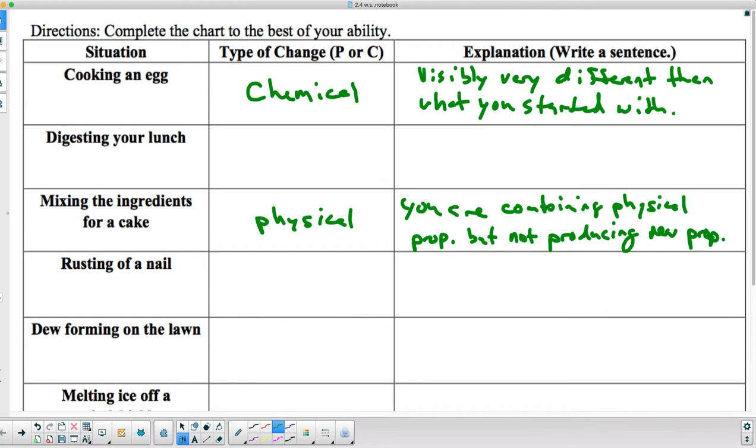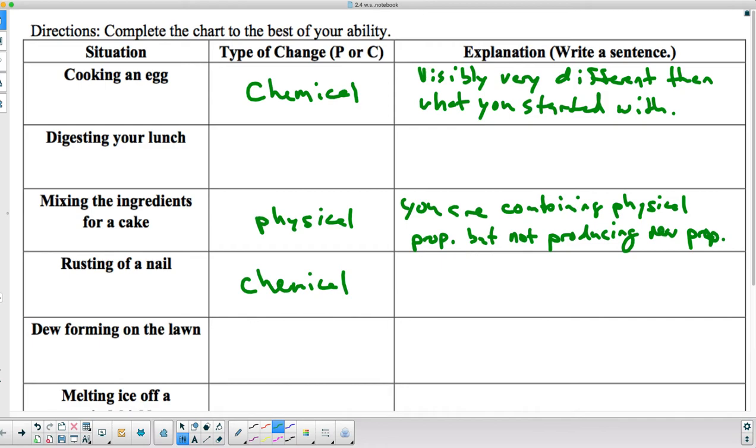You start off with, like, let's go to the next one, rusting of a nail. Is that physical or chemical? What happens to the nail? The nail is silver in color or gray in color, and then it goes to a burnt orange color, like a brown orange color. That is a very different color. Silver to brown orange. So yeah, that's definitely different. You have something new being produced, so that's a chemical change. Okay, something new that's being produced.